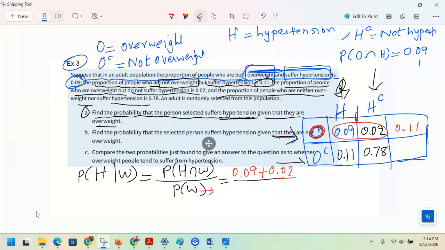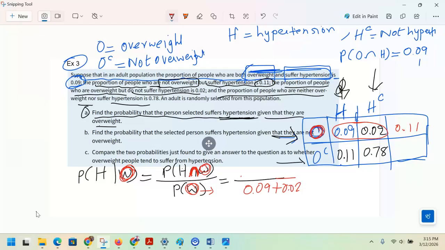Oh, sorry, this should be down because that's all together. I'm so sorry. So this should be 0.09 plus 0.02. And the top part is how many are suffering both from hypertension and overweight. This is overweight. By mistake I wrote W. W means weight, right? So overweight.